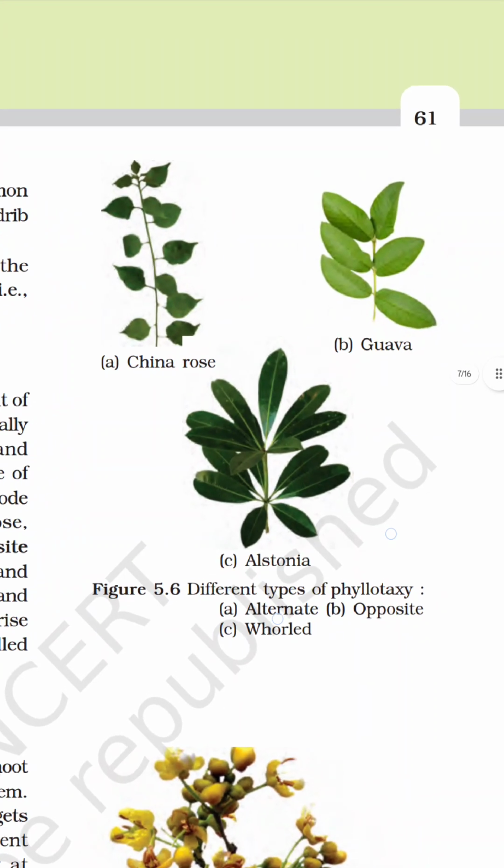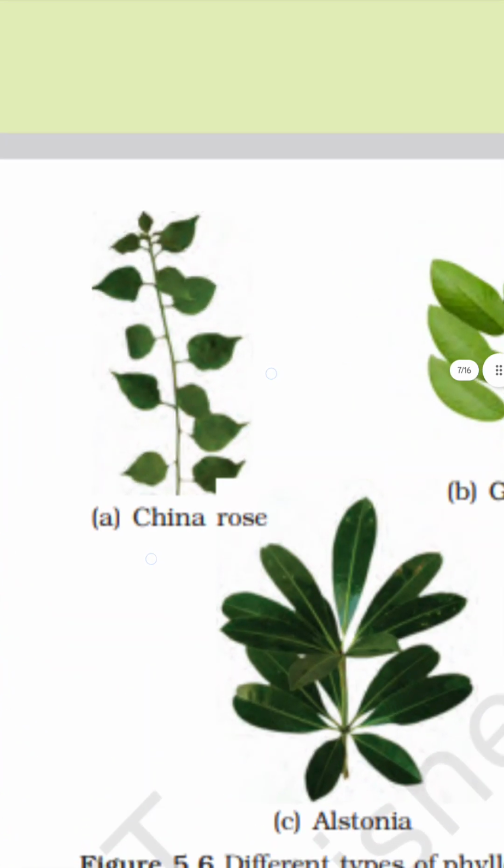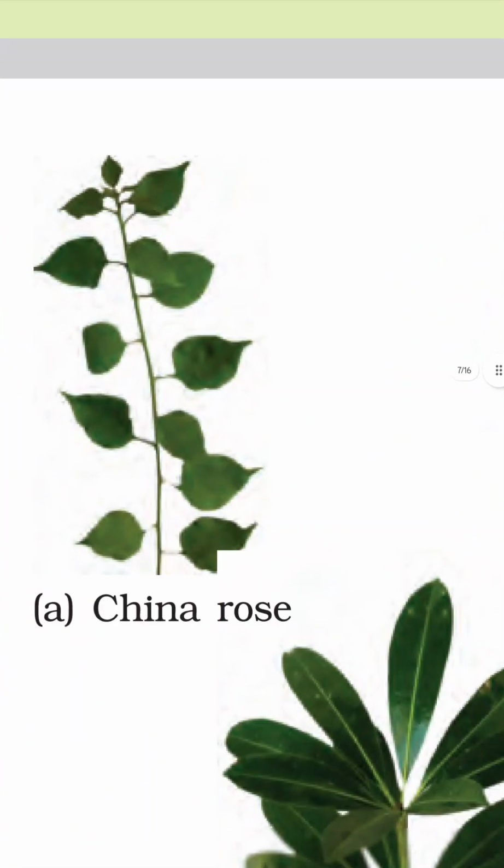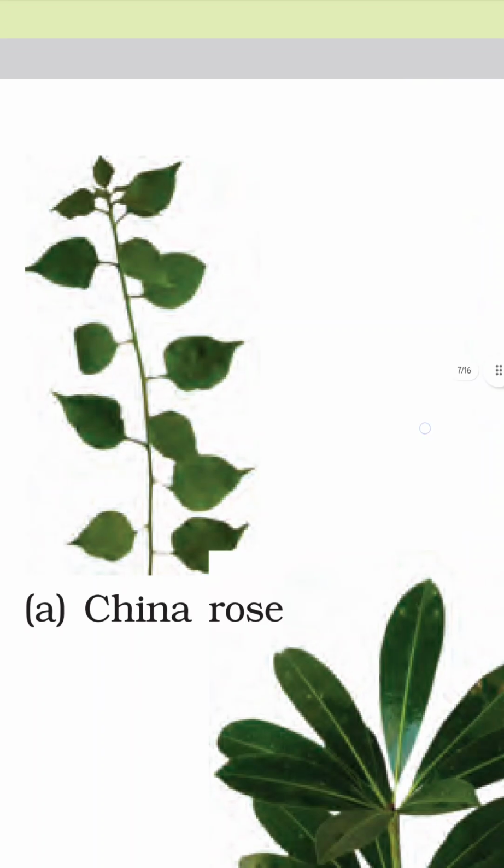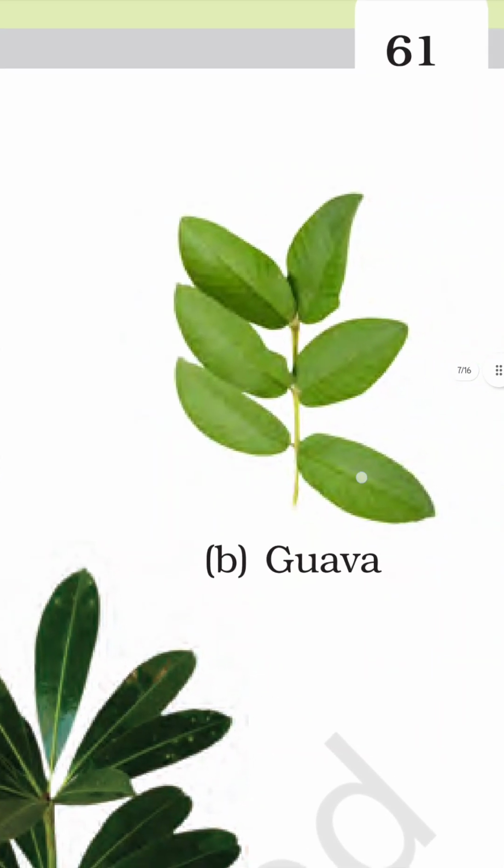So here we can see that in China rose, it shows one leaf on one side and another leaf on the other side. Between these two some gap is there, and it looks alternate in shape. So this kind of phyllotaxy is the alternate phyllotaxy. And coming to the opposite phyllotaxy, on the stem it's showing that both leaves are opposite in manner. So it is known as the opposite phyllotaxy.